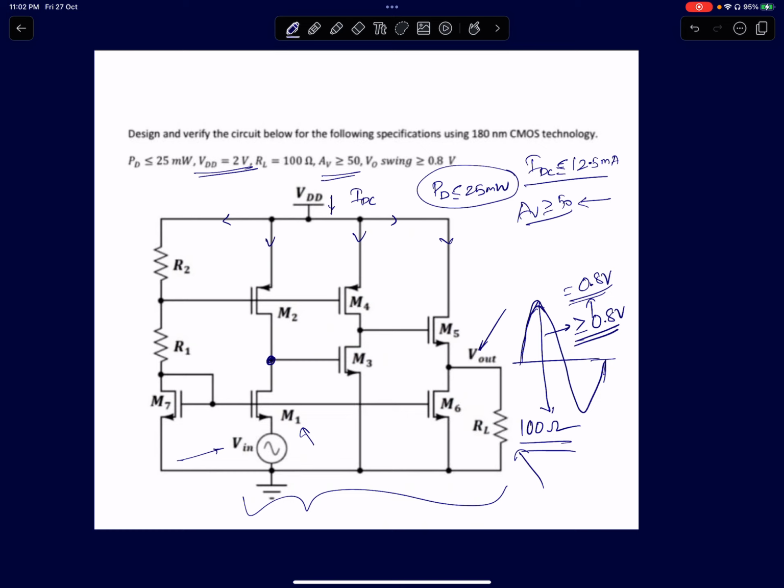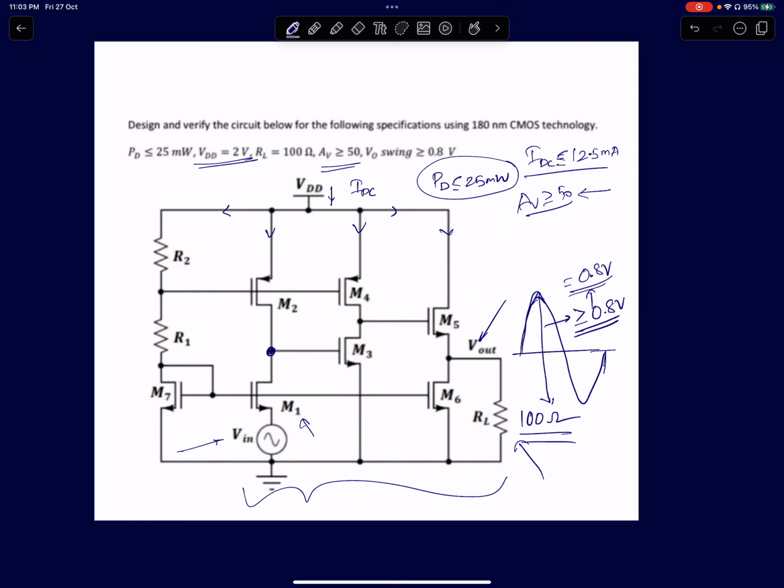That's it. There are no constraints on bandwidth, so there is no constraint on frequency response. So here it's more like a DC analysis. I'm assuming the person who designed the question had DC analysis in mind. Before we go there, whenever you have a complex circuit, see if you can break it down into smaller parts.